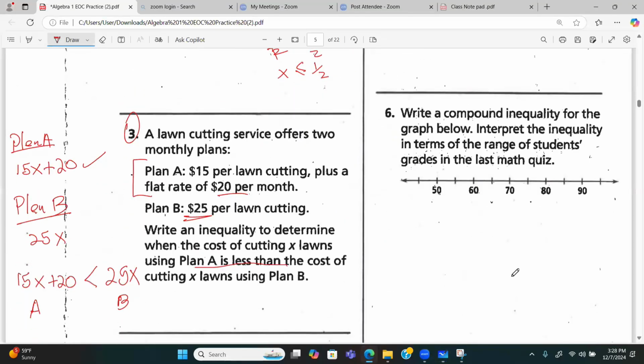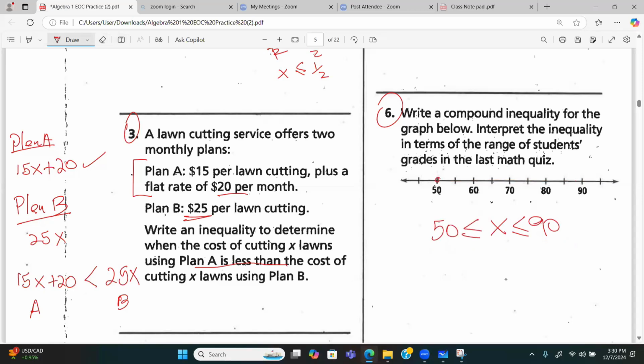All right, let's talk about situation 6. So the sixth question here, and last, says, write a compound inequality for the graph below. Interpret the inequality in terms of the range of students' grades in the last math exam. So I'm going to write my compound inequality. We want to show that x is less than or equal to 90, but greater than or equal to 50.